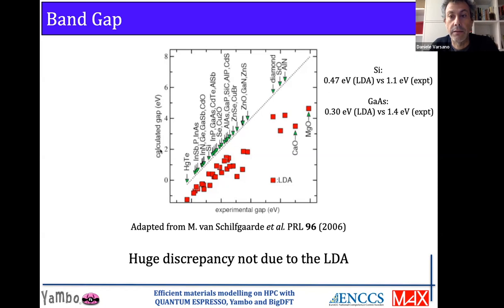We have a lot of functionals on the market, but let me point out that this is not a problem of the functional. This is a problem of the theory. Density functional theory is not meant to calculate the electron gap, also because when we calculate the eigenvalues of our Kohn-Sham system, for instance the conduction band, or any other besides the HOMO, the highest occupied level, they do not have a physical sense. So let's define what the gap is indeed.